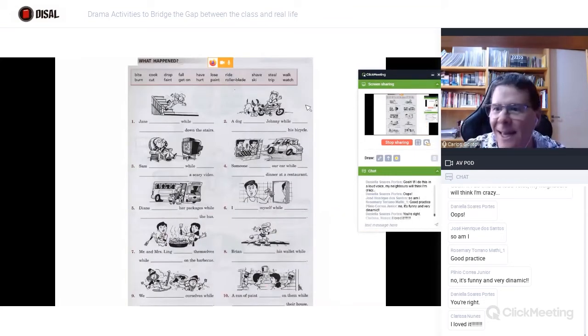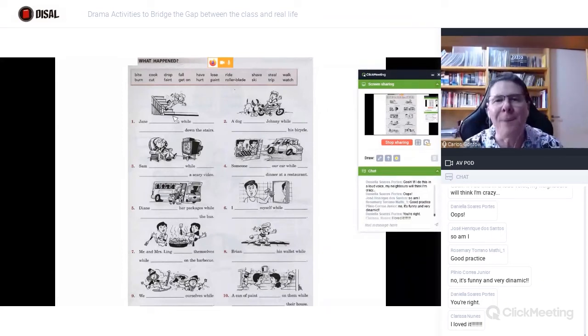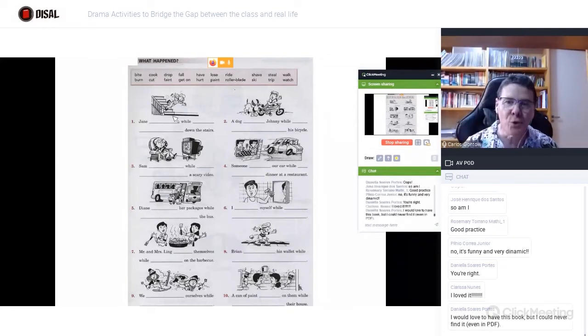So this is an exercise where they have to use the past continuous and the simple past. So you have a box with the verbs on top: bite, burn, cook, etc., etc. And you have the sentences where you have to fill in the blanks with the past continuous and simple past. I'll give you just 1 minute to take a look at the verbs and think about it. If you were my real students, I would give you 5 minutes.